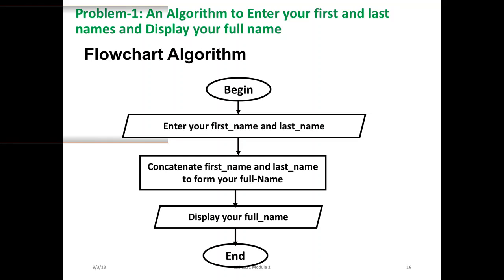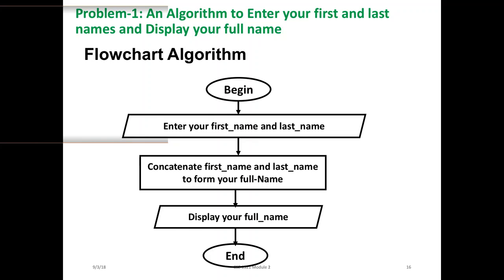The whole thing, this is an algorithm. This is a solution. If I ask someone to show me how to enter first name and last name and display full name, and someone gives me this process, this is one correct way to solve my problem. So what is my problem over here? The problem is to display your full name by using your first name and last name. That is my problem, and this flowchart shows a way to solve it.